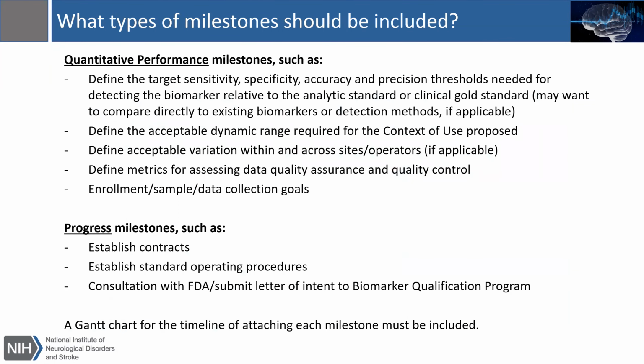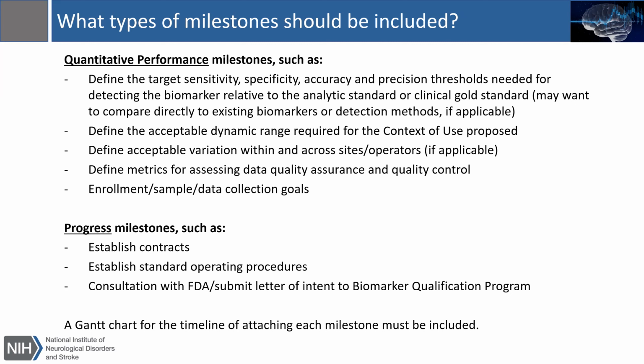Thank you. So there are in a sense two types of milestone, and it's actually very important to know the difference between the two. There are quantitative performance milestones and also progress milestones. When we speak about the quantitative performance milestones, we want something that would define, for example, the target sensitivities and precision thresholds that will be utilized for detecting biomarkers, relative to some of the clinical gold standards. We want you to define some of the acceptable dynamic ranges for the required context of use that is proposed in the grant.